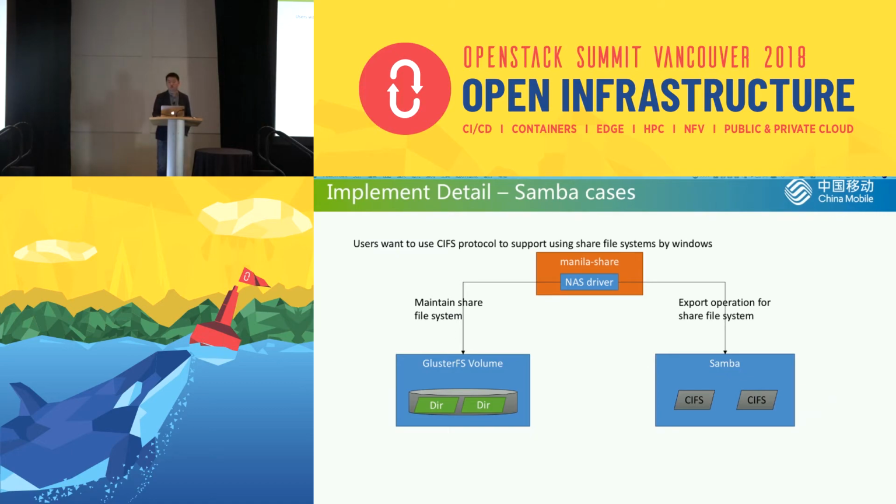Two points should be considered. First, high availability of SMB servers. We also integrated SMB and CTDB to make sure SMB servers are highly available. Secondly, the access control. After doing the SMB export, we should first set the access rules with localhost. If we do not do this, all the clients have permission to access the share export.